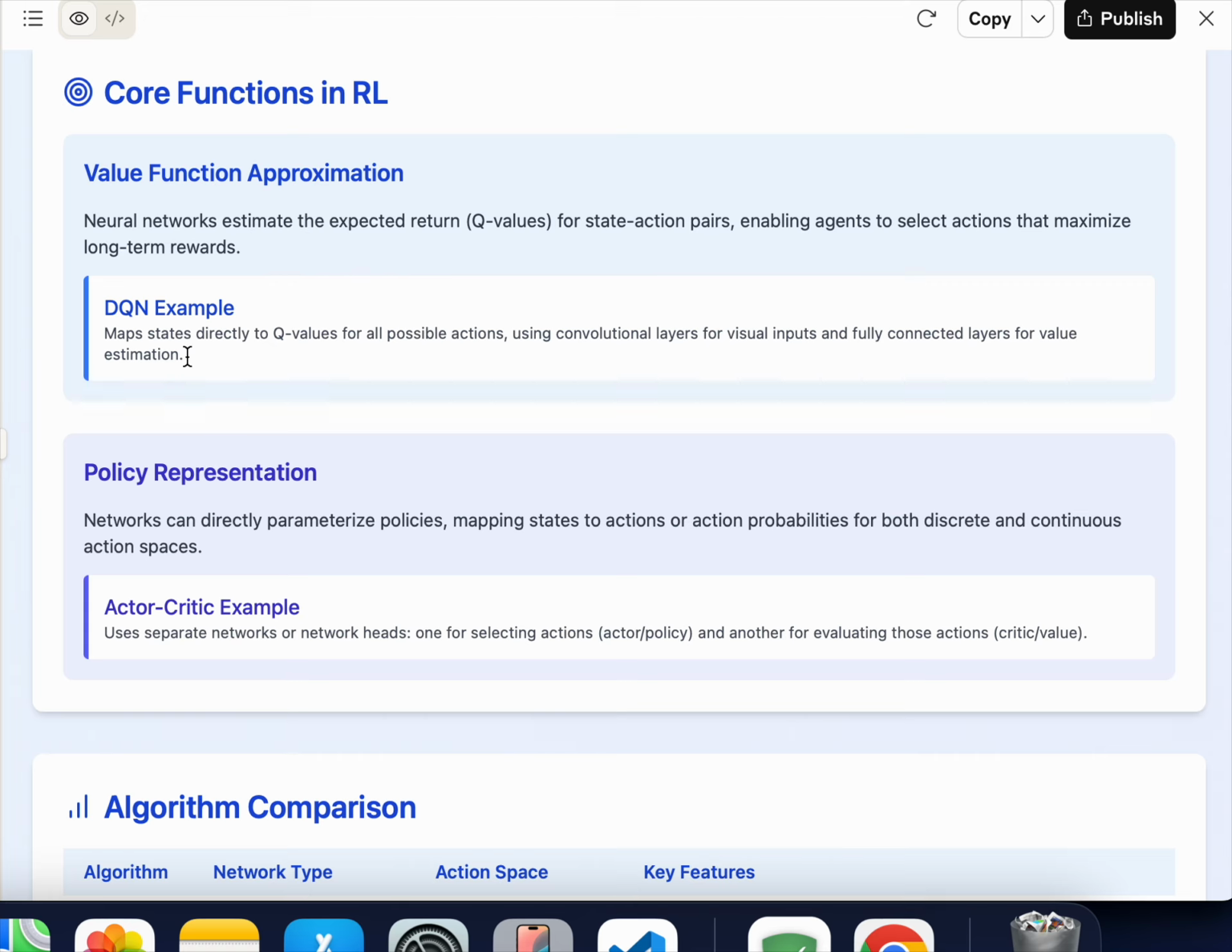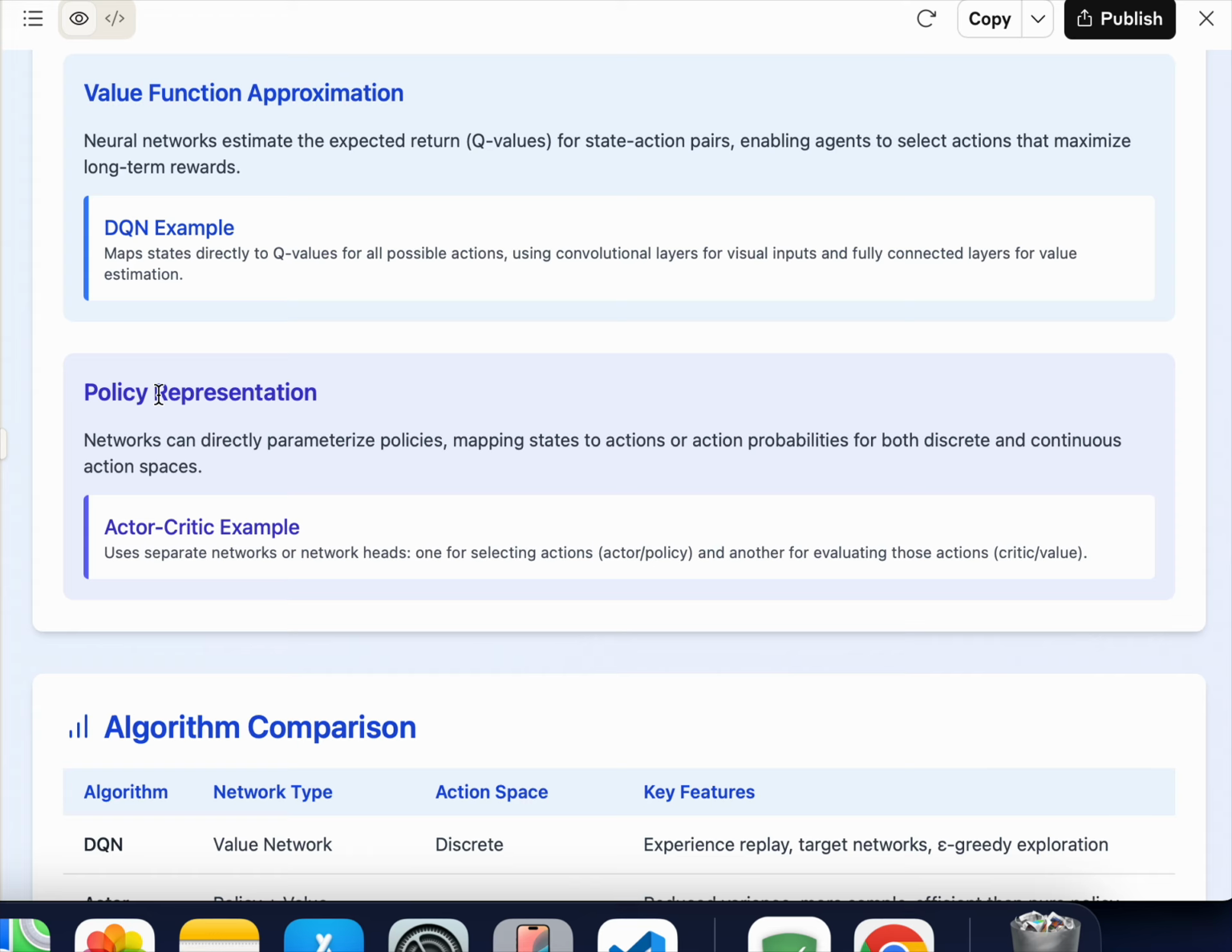And if you look at the DQN example, it is straightforward. You feed in the state and the network spits out Q values for all possible actions. For something like an Atari game, this could mean using convolutional layers to process images and then fully connected layers to calculate the final values.